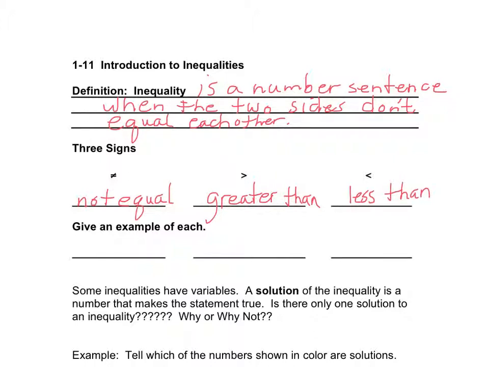So for example, I know that 5 is not equal to 7. I know that 7 is greater than 5. Or I could say 5 is less than 7. So those are the three symbols that we use in an inequality.